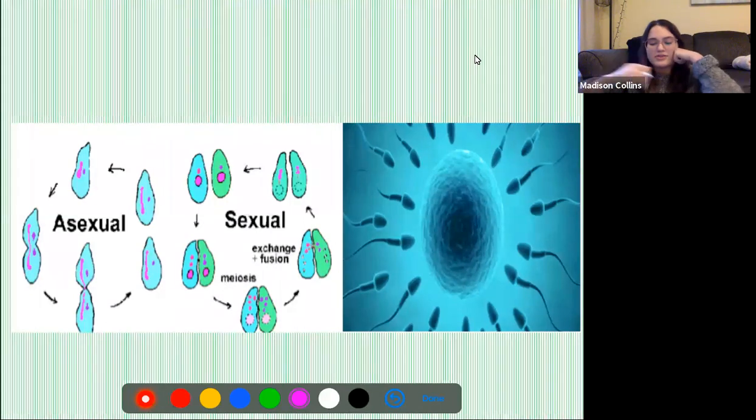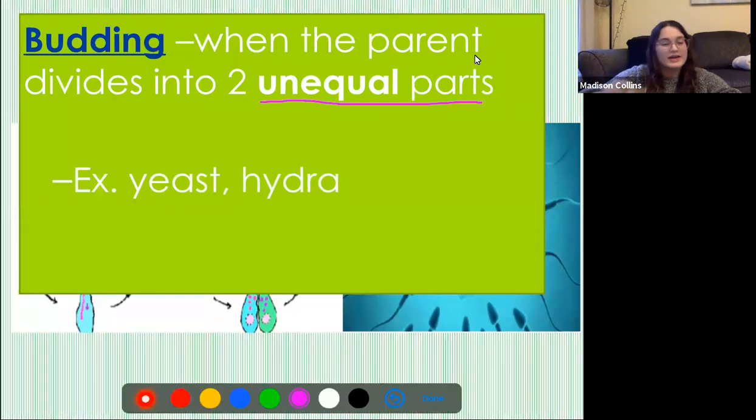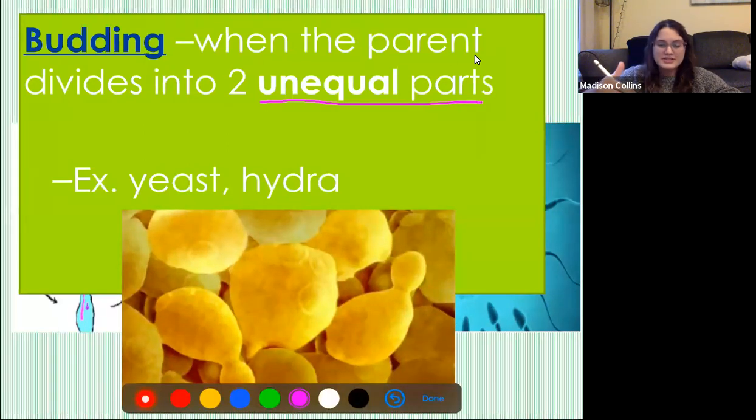Okay, but then there's another type of asexual reproduction called budding. And this is similar to binary fission, except the biggest difference is that the parent is going to divide into 2 unequal parts. Okay, and 2 examples of organisms that use this are yeast and hydra. So here's an example of what budding looks like. Okay, this is going to be one cell, and this is the second. Eventually, that bud, this tiny cell right here, is going to pinch off and is going to be another cell. But you can see that they're not the same size. They're dividing into 2 unequal parts.